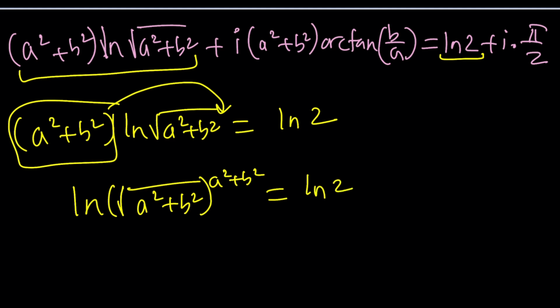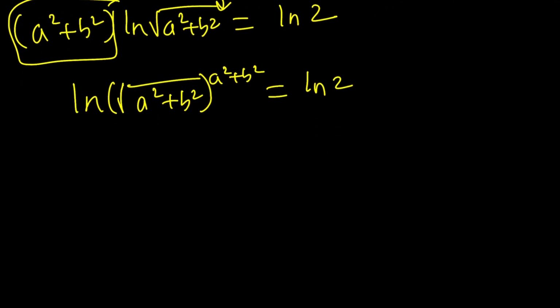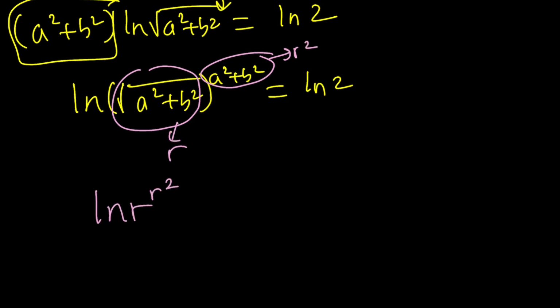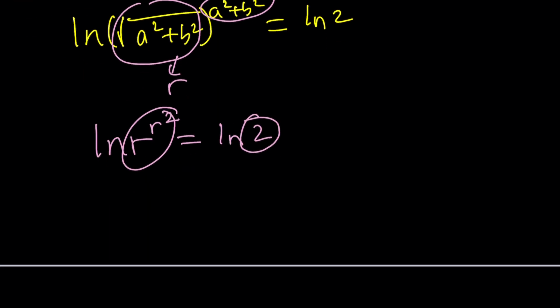And then I probably need to call this something. How about this? I call this r. So this becomes r squared. Makes sense? So I have ln r to the r squared equals ln 2, which means r to the r squared equals 2. Nice. So how do you solve this equation?